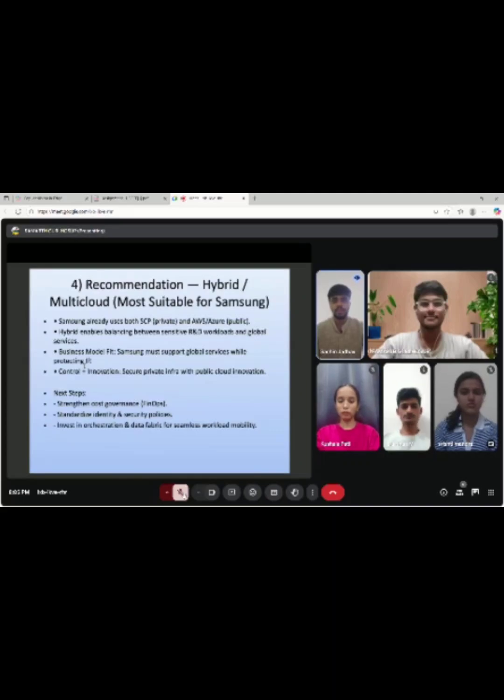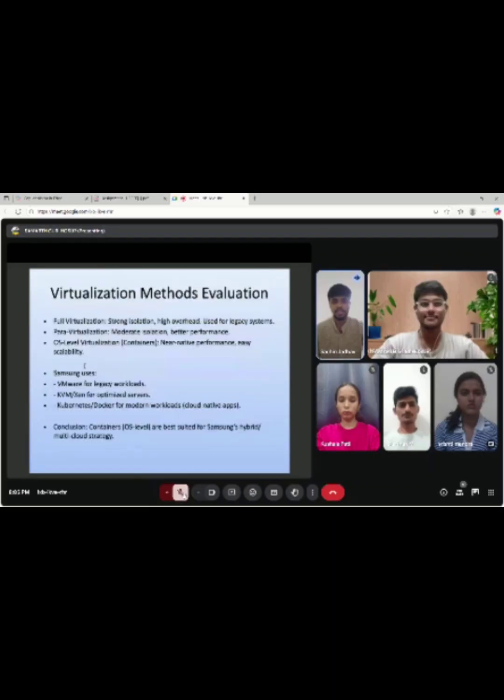For next steps, we recommend strengthening cost governance through FinOps, standardizing security and identity policies, and investing in tools for seamless workload movement between the clouds. And the next slide will be explained by Darshan.